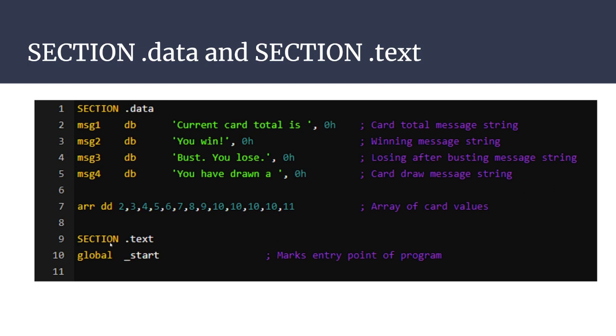In line 7, we define an array with the label R using DD. DD stands for defined double word. This is used to allocate memory to store the array, where each element is a 32-bit integer which takes up 4 bytes in memory. In the array, we have a list of all the possible card values. 2 to 10, Jack, Queen, and King have a value of 10, and Ace has a value of 11. Then we have the .text section. In line 10, we declared a global label called start, which marks the entry point of the program.